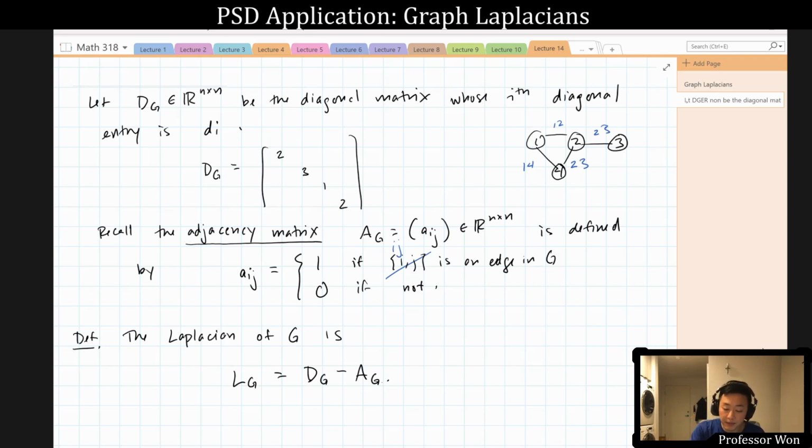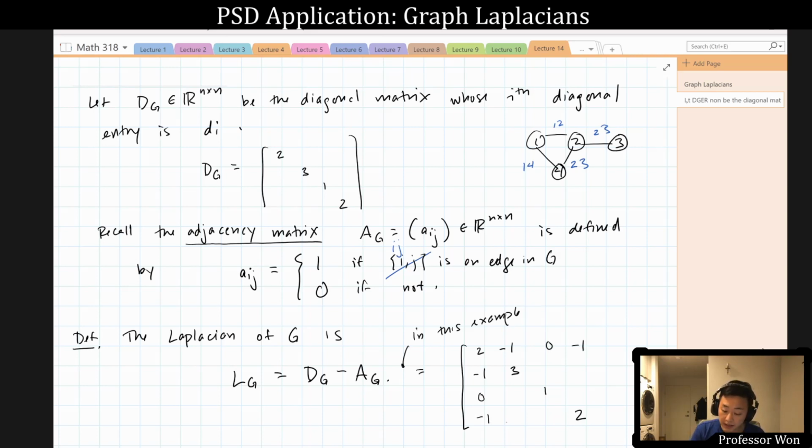Right, so in this example, what is that equal to? So it has the degrees down the diagonal, and then you'll have a -1 in the ijth entry if ij is an edge. Right, so 1, 2 is an edge, also 2, 1 is an edge. That's the same edge. 1 is also connected to 4, so 1, 4 is an edge.